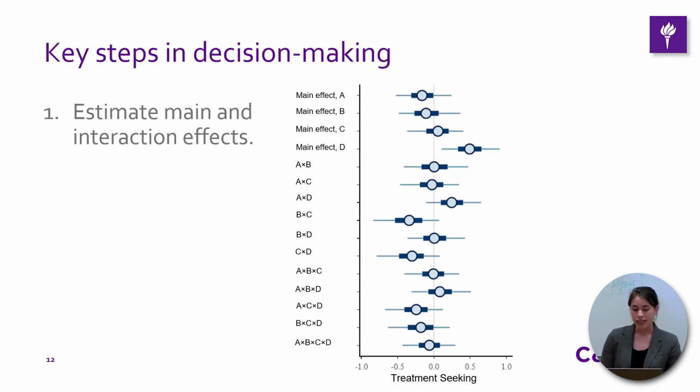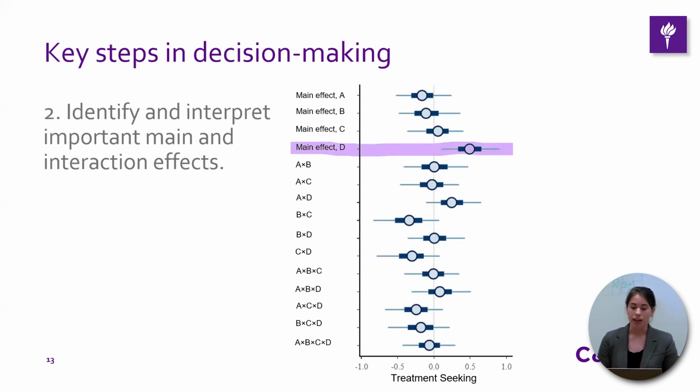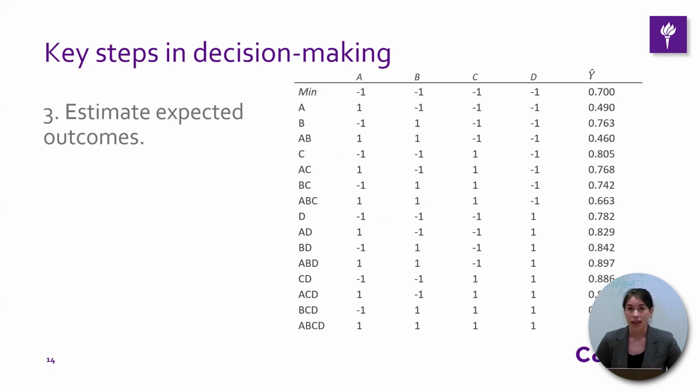So next step might be to identify and interpret important main and interaction effects. I've highlighted this one. So the factor for what I'm calling component D here has what we would consider an important main effect on this particular outcome, suggesting that effect on the outcome on average over the levels of the remaining factors. We can then estimate expected outcomes.